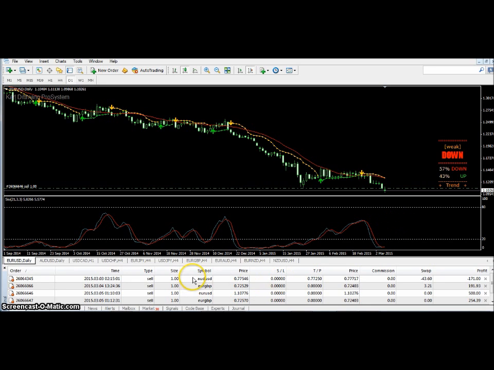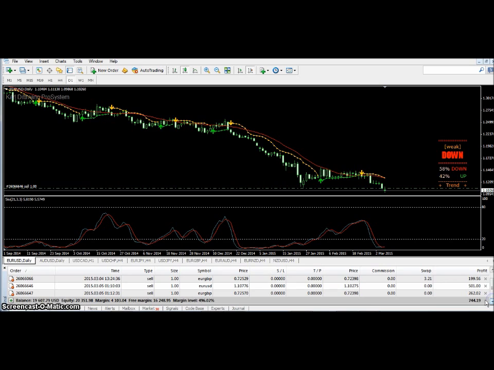This Australian dollar USD, I haven't taken any profit since yesterday, but I'm still at 19,607, and I didn't lose anything, but I am in profit over here.